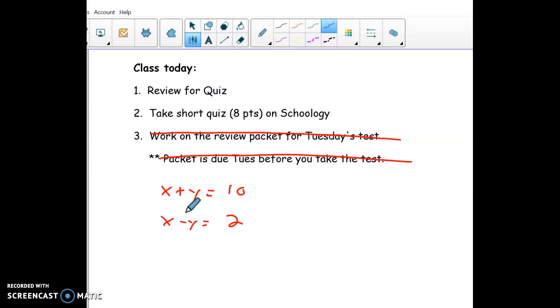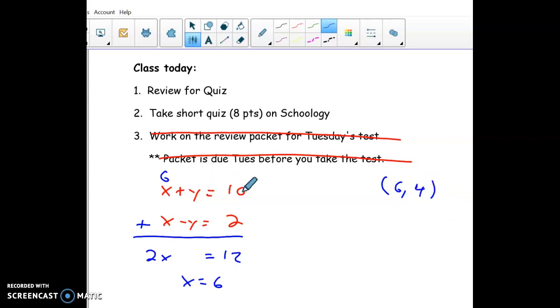All right, so this one would be set up real well for the combinations, where you could just add the 2 together. So you get x plus x is 2x, the y's cancel out, and you get 12. Divide by 2, and boom, you got x is 6. And remember, your solutions to the system are an xy pair that works for both. So if x is 6 here, then y must be 4, right? And that should work in both equations. So 6 plus 4 is 10, and then 6 minus 4 is 2. So this would be the right xy pair that works for both of the equations.